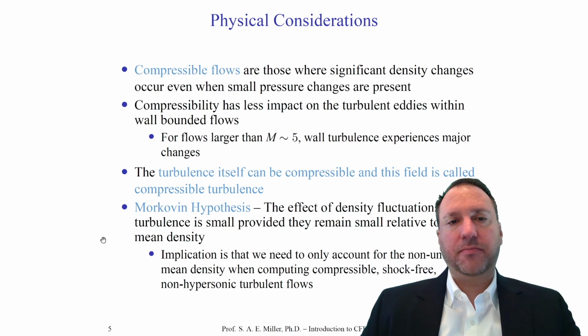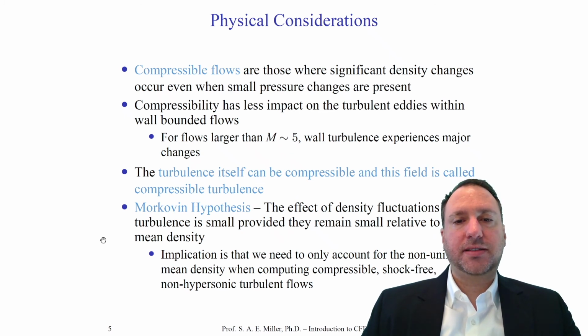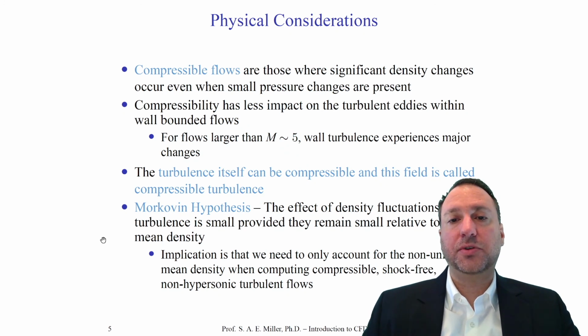Now, the compressibility effects will have much less impact on the turbulent eddies within a wall-bounded flow or any other type of flow. So the turbulence itself might be considered incompressible while the flow is compressible. Now, for very large Mach numbers, it could be that the turbulence, which has its own statistics, could also be considered compressible. And so there's a whole area of research and theory on the so-called compressibility of turbulence. In this class, we generally won't look at flows where the turbulence has a compressibility effect because it is a whole new level of difficulty. Nonetheless, the turbulence itself can be compressible, and we call this field and these approaches compressible turbulence.